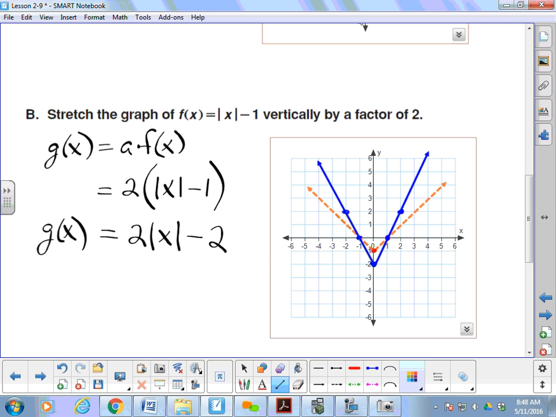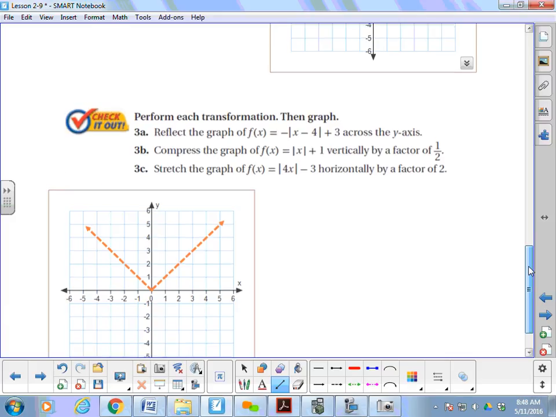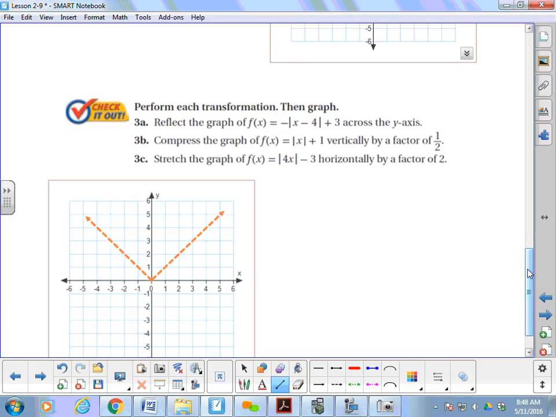All right, let's look at one more. Letter C, sorry.